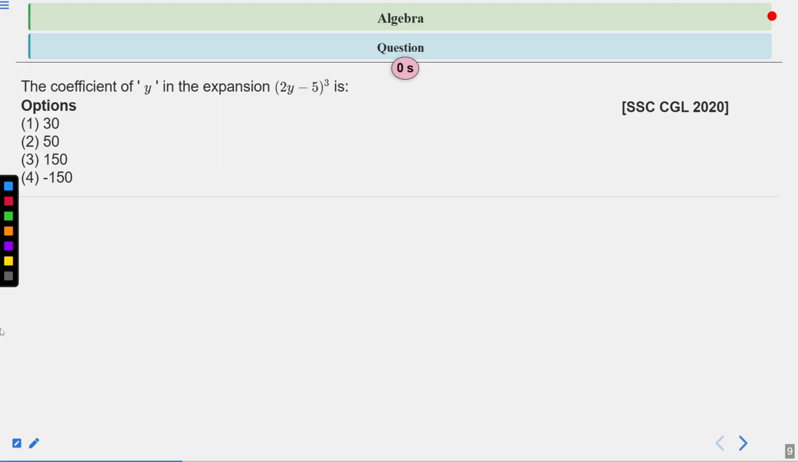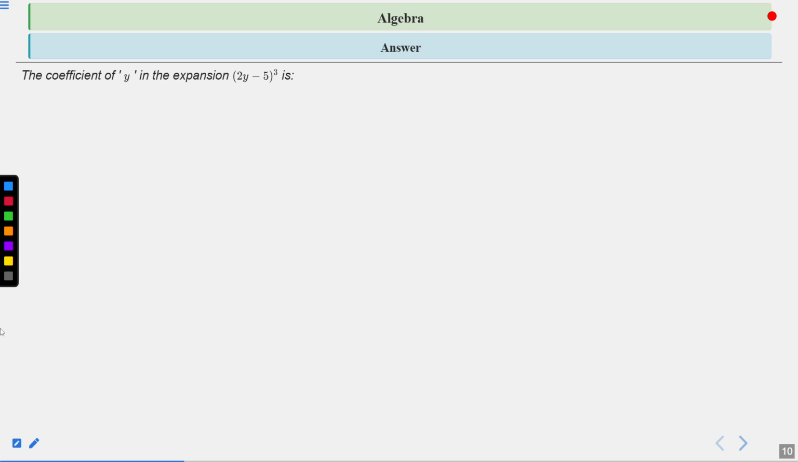Now time is up. Let's see the solution of this question. The coefficient of y in the expansion of (2y minus 5) whole cube. We expand (2y minus 5) cube and get the coefficient of y by using the formula of (a minus b) whole cube. The correct answer of this question is the third one, which is 150.